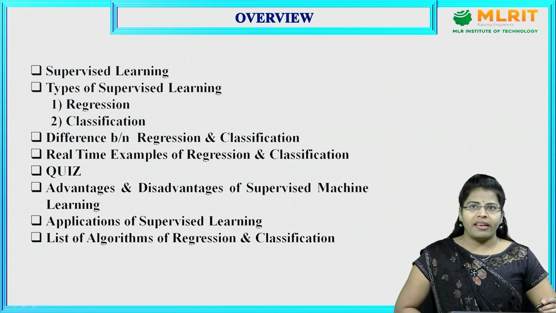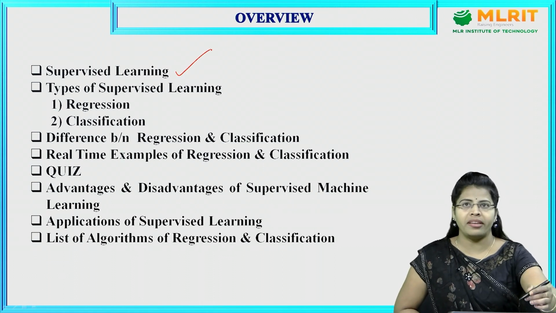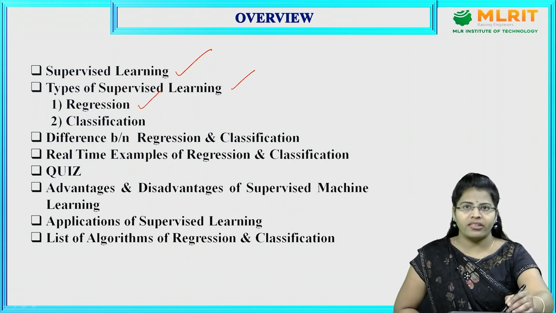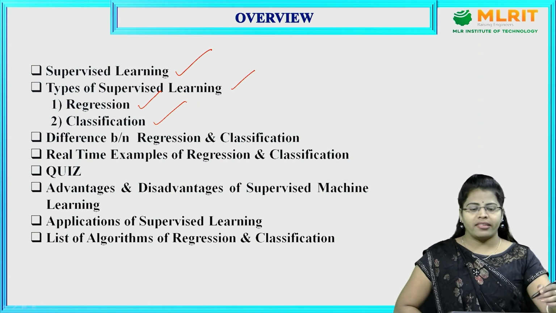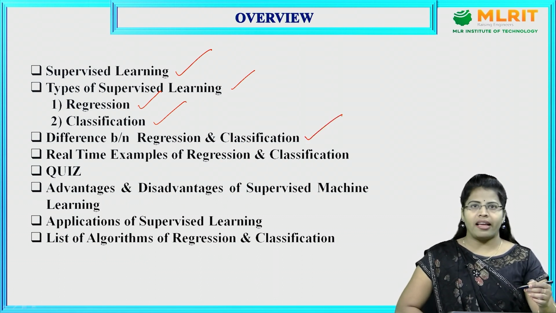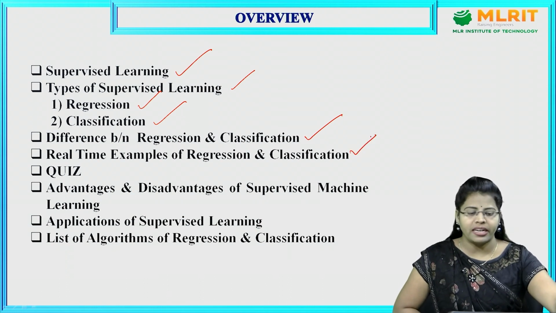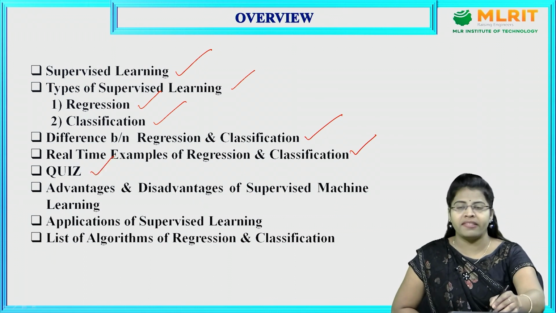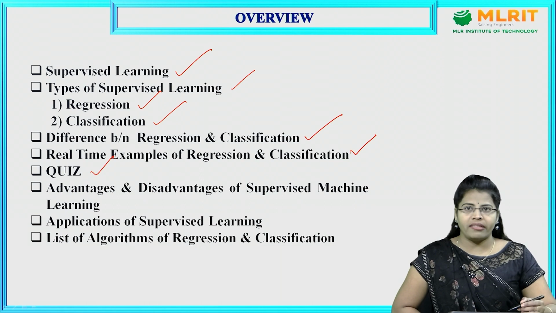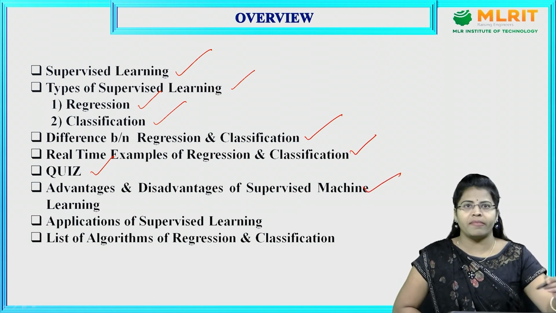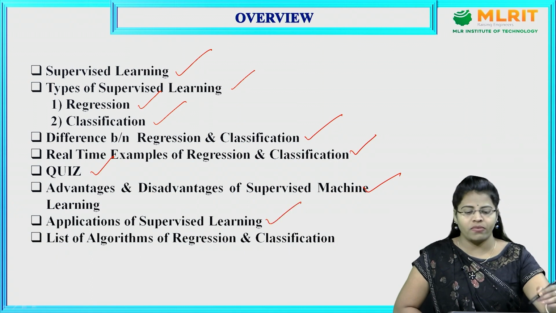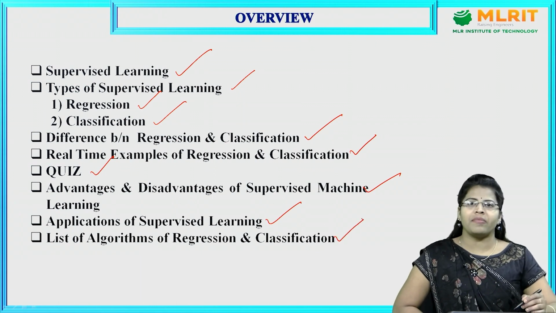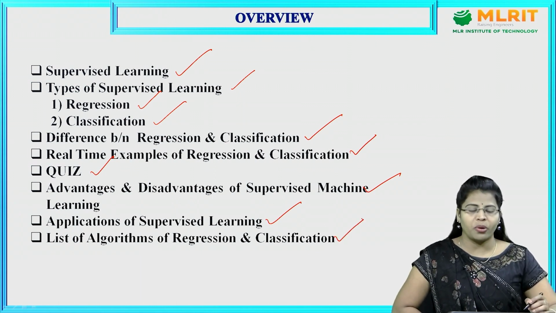The overview of today's session is, I am going to discuss what is supervised learning and what are the types of supervised learning, that is regression and classification, and next the difference between regression and classification, and the real-time examples of regression and classification. After that I am going to give some quiz to test you, and then the advantages and disadvantages of supervised machine learning, the applications of supervised learning, and lastly the list of algorithms that come under regression and classification supervised learning.